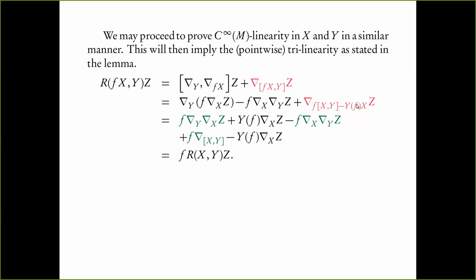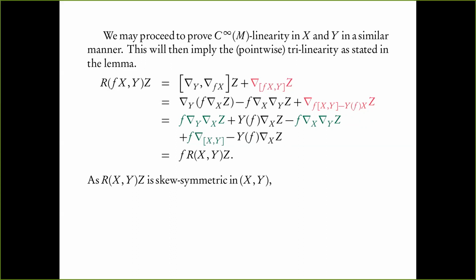All right. So why is this R of X, Y, Z? Well, if you think about it, these two terms cancel, right? Y F comes with a plus and a minus. What is left is the three green terms. That's precisely F into R of X, Y acting on Z. So this is C infinity M linear in X.